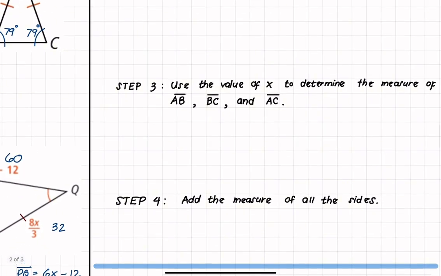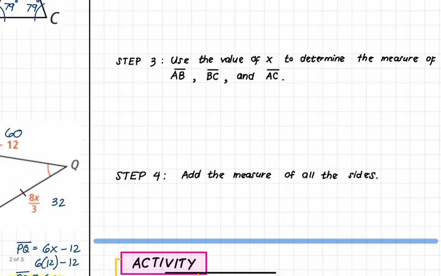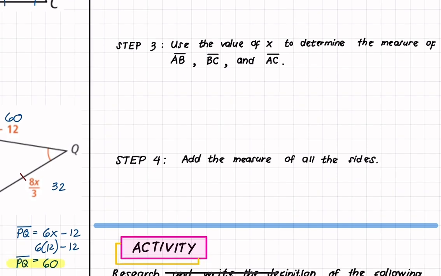Okay? After you found the length of each side, then for step 4, you have to add the measure of all the sides. If the perimeter that you got is 122 units, that is correct.